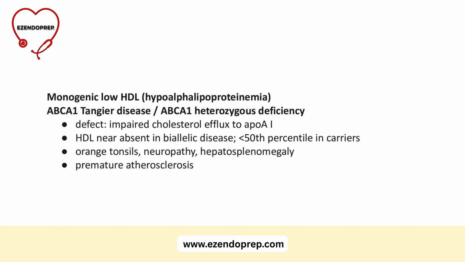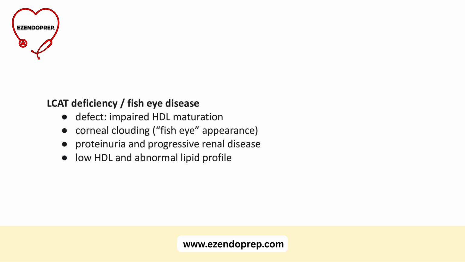Heterozygous carriers generally have HDL levels below the 50th percentile for age and sex. In contrast, Tangier disease, resulting from biallelic ABCA1 variants in an autosomal recessive pattern, is characterized by near-absent HDL, typically below the 5th percentile. Two other rare causes, LCAT deficiency and fisheye disease, arise from biallelic LCAT variants. These syndromes produce low HDL, accompanied by proteinuria and corneal clouding. Such ocular findings should immediately raise suspicion for an underlying enzymatic defect in HDL metabolism.